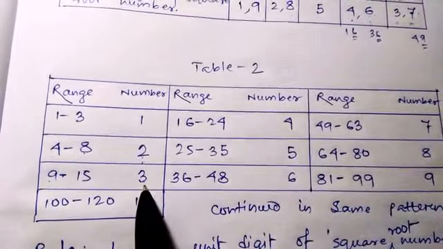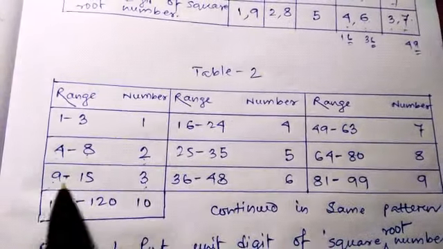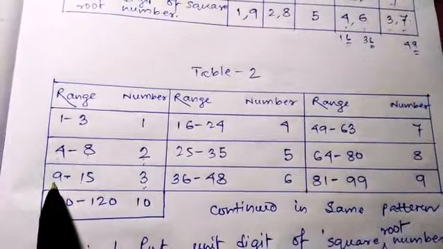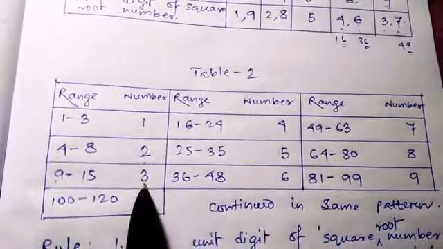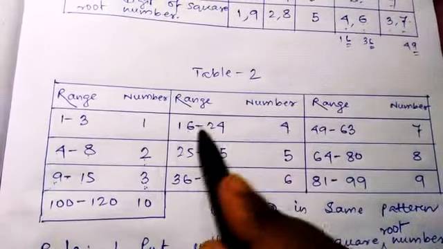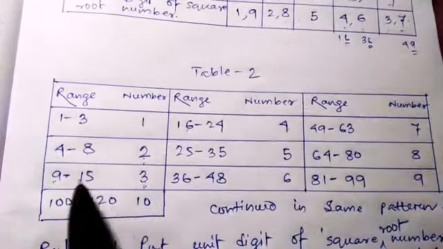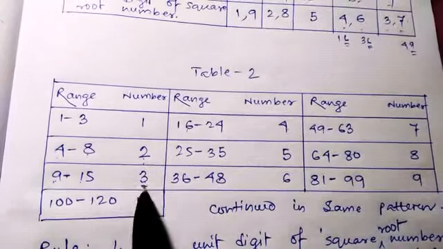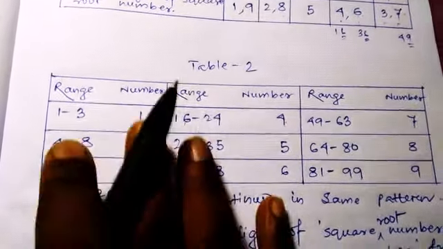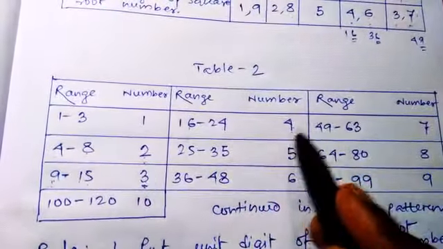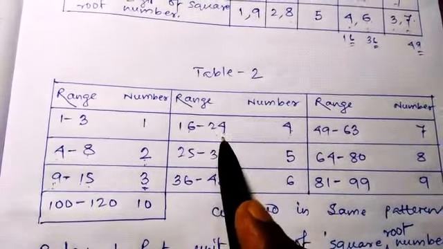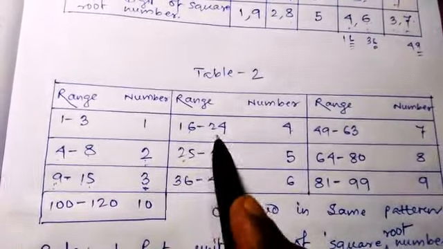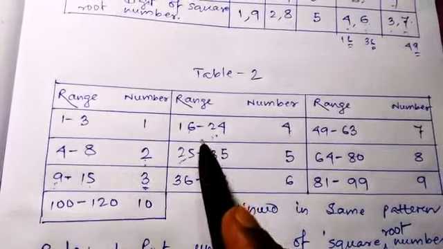And for the 3, the range will be 9 to 15. 3 square is 9, 4 square is 16. So the range for the number 3 will be 9 to 15. In the same way, for 4 the range will be 16 to 24, just before the next square number.